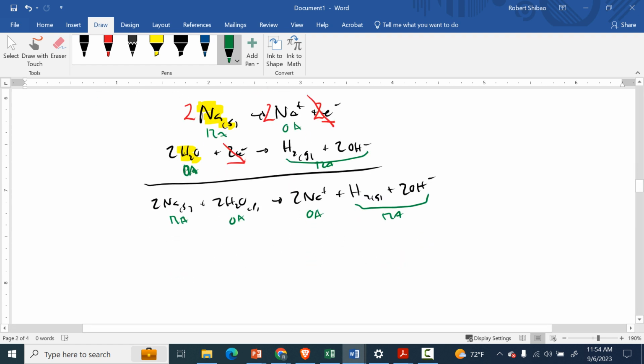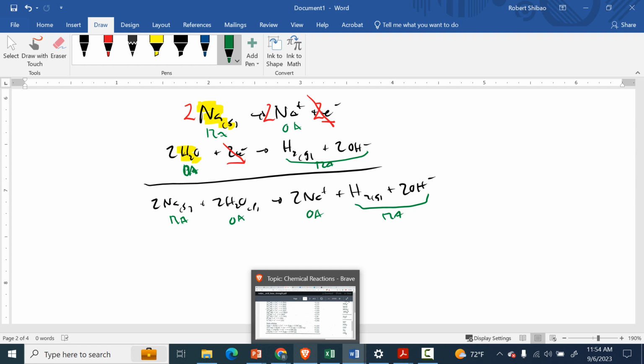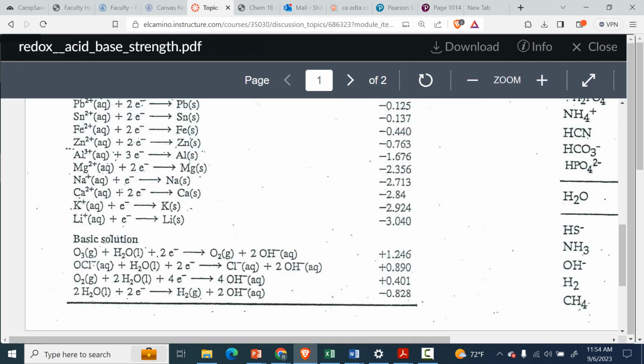And then we'll just look at the oxidizing agents and see, are we going downhill or uphill? So we're going from water to sodium ion. Is that uphill or downhill? So water is here between zinc ion and aluminum. We place that here based on the number over here on the right. It's minus 0.828, and that fits right in here.